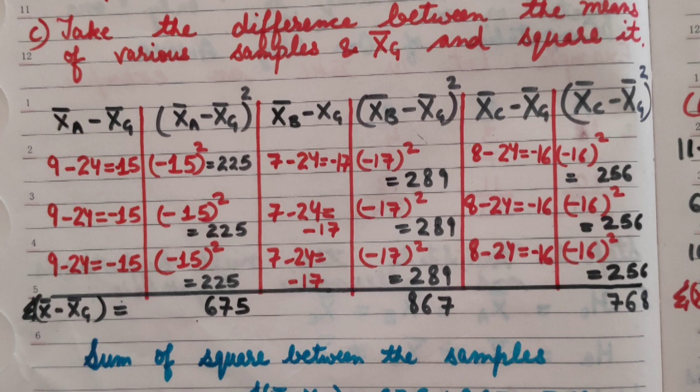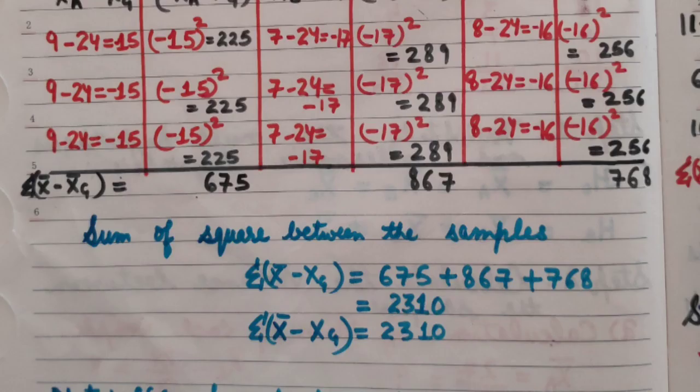Now take the difference between the means of the various samples and the grand average, and then square it. Now calculate the sum of squares between the samples by adding the sum of these three columns together.